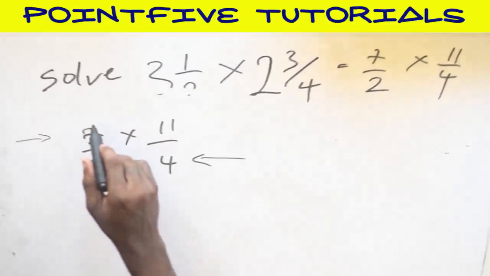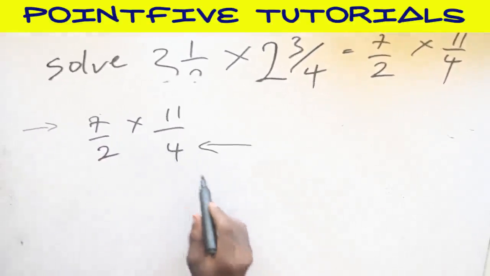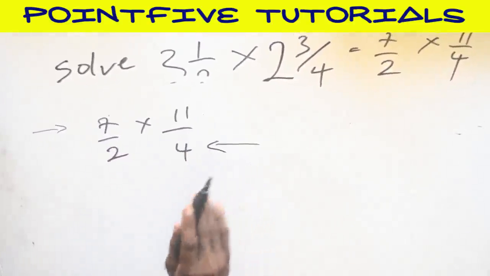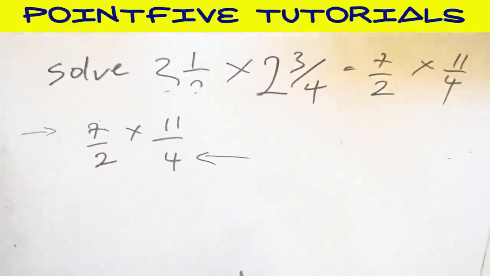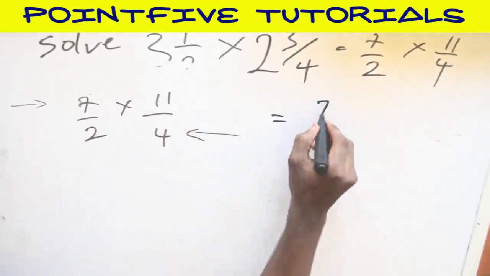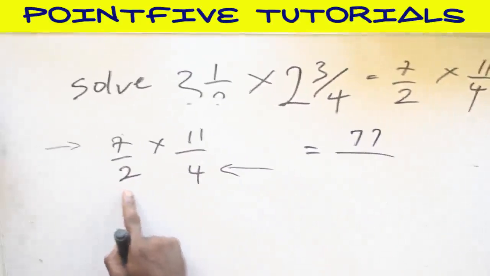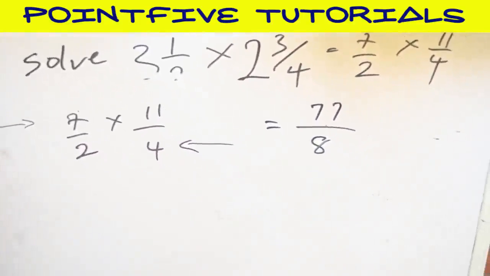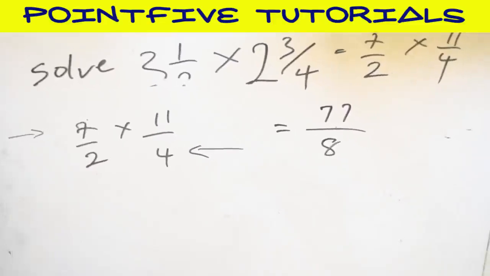So you cannot say 7 multiplied by 4. No, they are not on the same line. Rather, 7 will multiply 11 because they are of the same height. 2 will multiply 4 because they are of the same height. We then have 7 times 11 is 77 all over 2 times 4 is 8. So this is what we have.